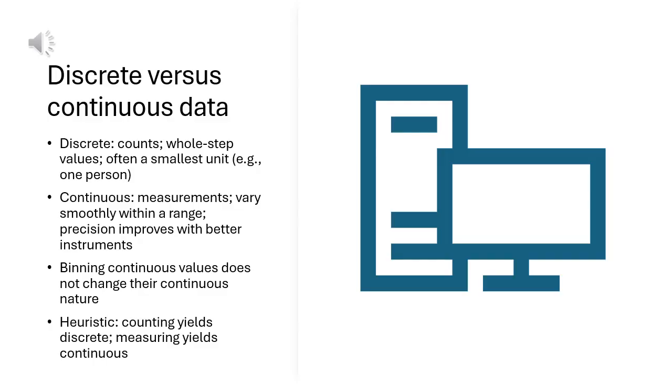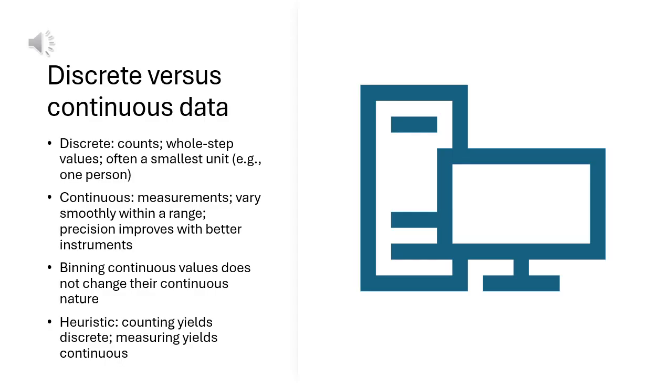Start with the core split, discrete versus continuous data. Discrete data arise from counting. They jump in whole steps. Continuous data arise from measuring. They can vary smoothly within a range. Discrete variables often have a smallest unit, like one person. Continuous variables can be refined with better instruments. You can bin continuous values, but they remain continuous by nature.